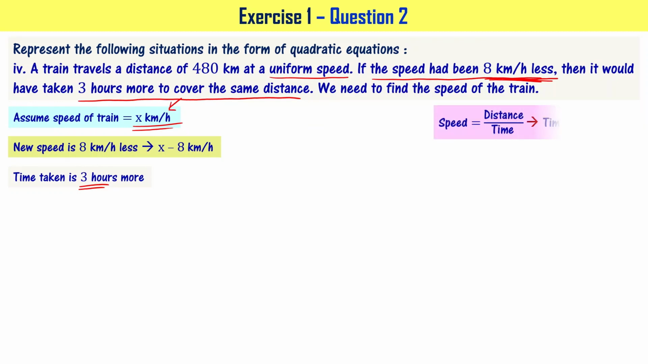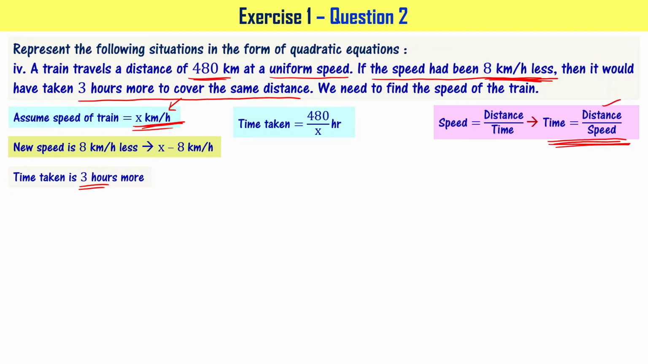In the first case, we know that speed is defined as distance by time, right? In other words, I can write the equation as time equal to distance by speed. Now we know speed in the first case is x kilometers per hour, right? Now let's find what could have been the time taken for traveling 480 kilometers. So to travel 480 kilometers with speed of x kilometers per hour, the time taken would be 480 divided by x hours.